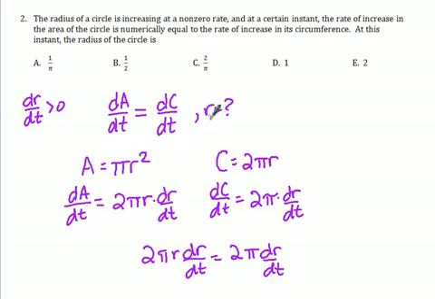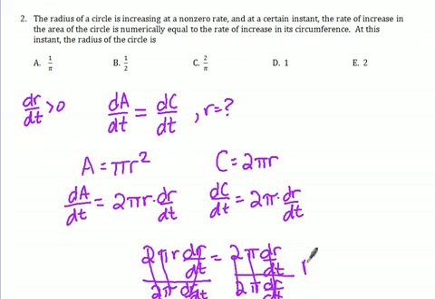And at that instant, I want to know what r equals. So down here, I need to solve for r. Here's my r. I want to get it by itself. So everything's being multiplied here, so I'm going to divide by 2 pi dr dt. Everything cancels. And over here, if I divide by 2 pi dr dt, everything cancels again. And so r must be equal to 1. Answer D.